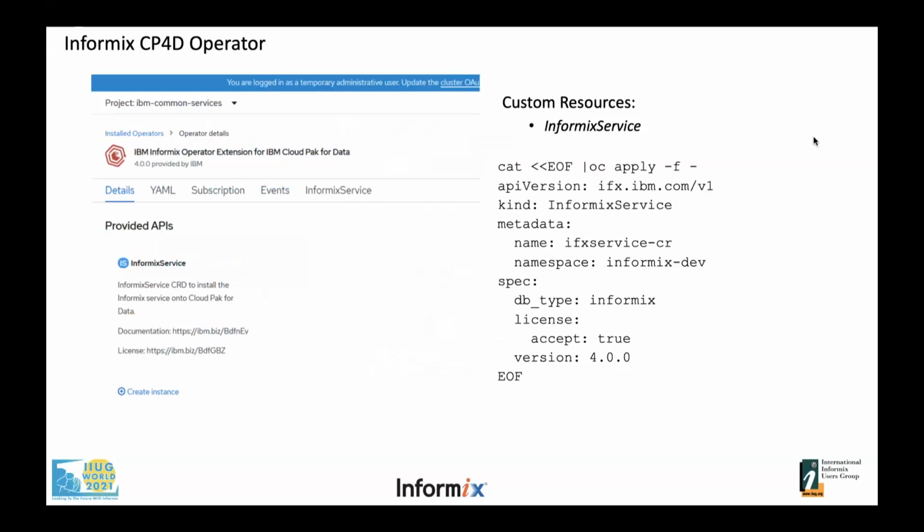The only role for the Informix CP4D operator is to install and uninstall the Informix service within CP4D. This operator extends the API with a new Informix service CR. You can install the Informix service into CP4D by creating one Informix service object. The only info that you need to provide is the namespace of your CP4D instance. You can see the syntax on the right-hand side. As soon as one of these objects is created, the operator will do all the steps required to register the Informix service, and when the reconcile job completes, the Informix tile will be visible in the CP4D UI console.